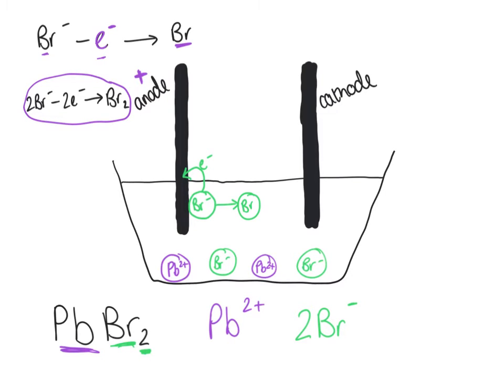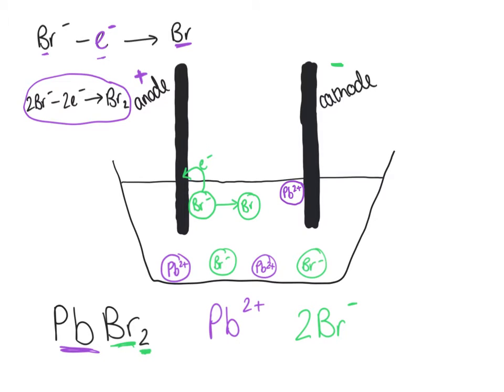Okay, so what about the cathode? Well, the cathode is completely opposite from the anode because it is negatively charged. So what's going to be attracted to it? If it's negatively charged, then it's going to be the positive ions that are attracted to it. In this case, we've got our lead ions that are attracted to it. So our Pb2+ ions. Okay, so Pb2+, what that means for lead is that it has 2 more protons than electrons.